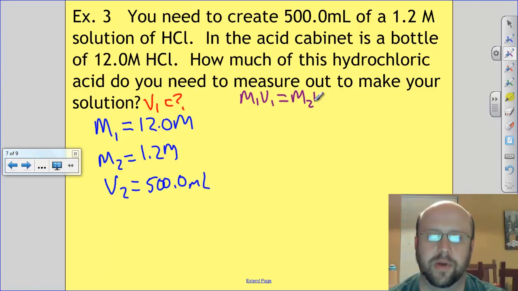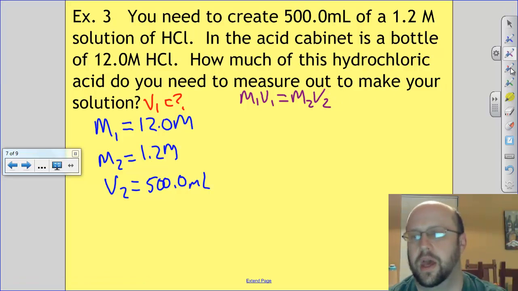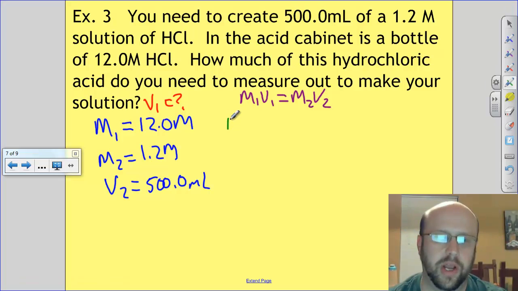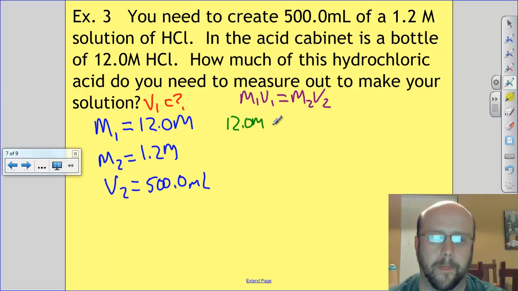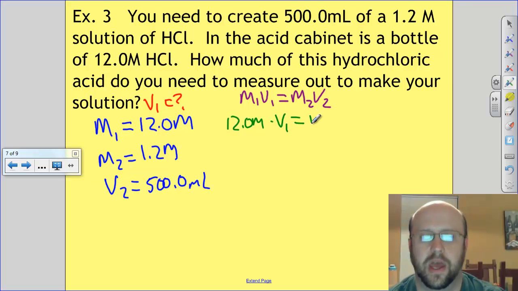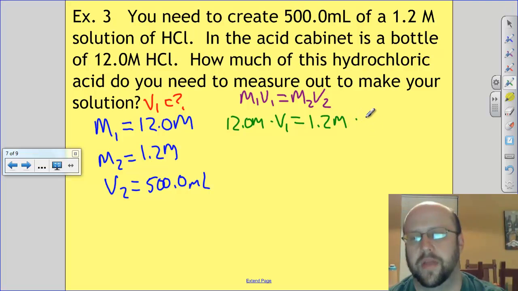Okay, so M1V1 equals M2V2. And then we're going to go in and plug in our numbers. So we know M1 is 12 molar times V1. V1 is what I'm solving for. M2, 1.2 molar. Okay, and that's times 500 milliliters.